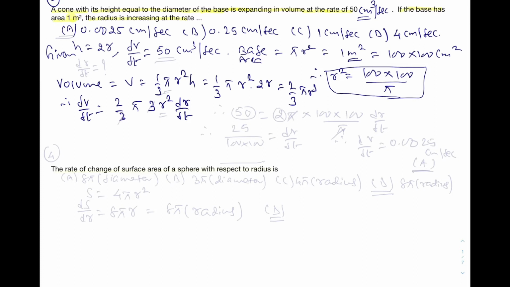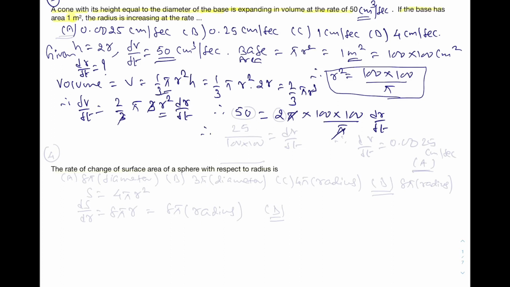What do we want? We want the radius increasing, so we want dr/dt. Dr/dt is the question mark. Now the data is given, so dV/dt is 50. So 50, this 3 cancels, 2 pi r. What is r? r square, so we write r square as 100 over pi, into dr/dt. So that's all, this pi cancels.